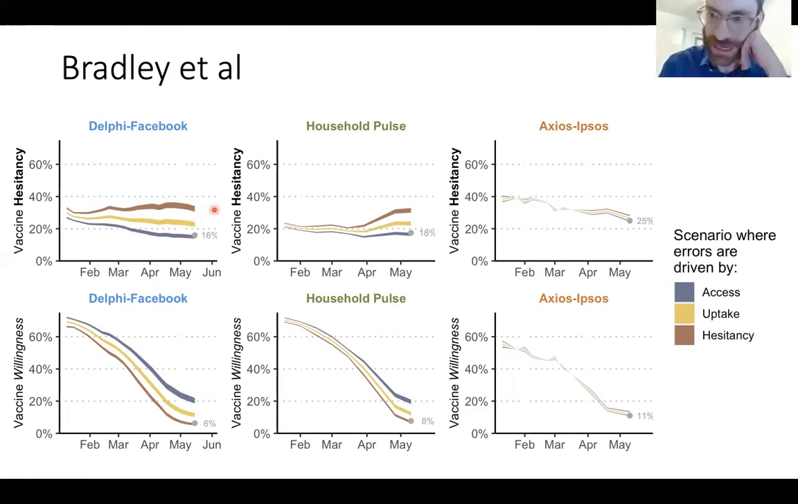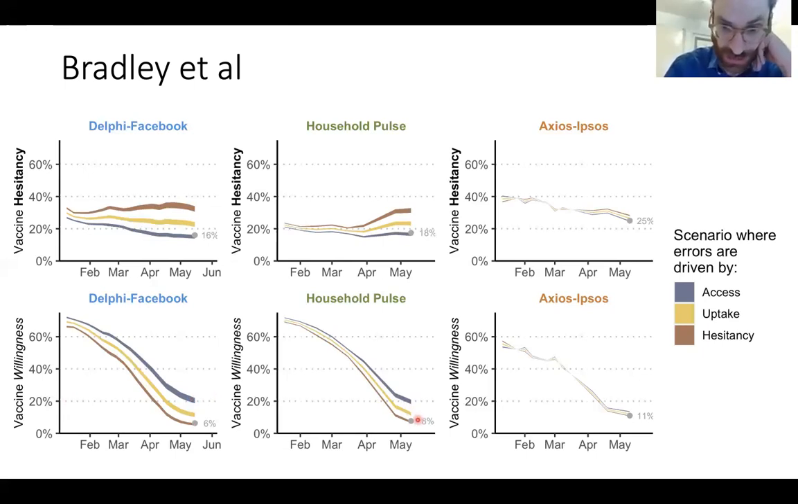And so under a scenario in which hesitancy is what's driving the error, suddenly hesitancy jumps because all of the error from vaccine uptake goes into hesitancy, jumps from 16% up to 32%. That seems unlikely, but it's possible. If what's driving the error is uptake, well, same thing. Access, if access is what's driving it, 6% up to 20%. And that's a really important finding.